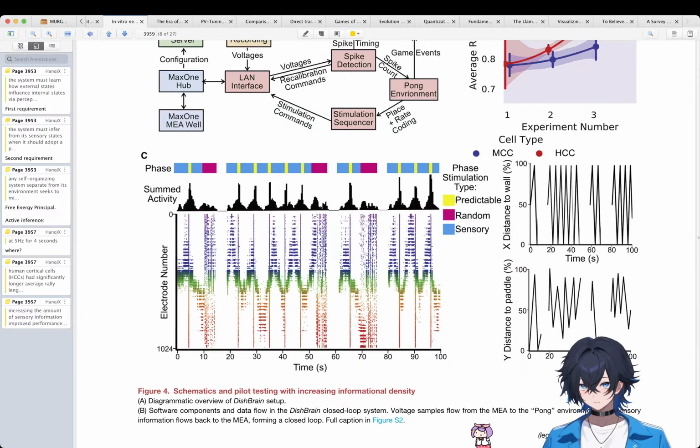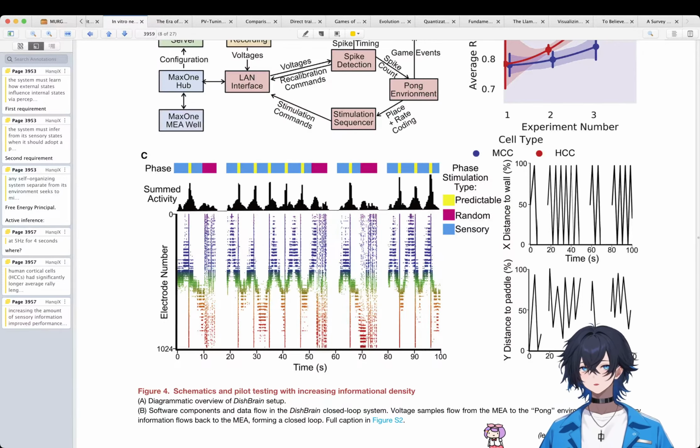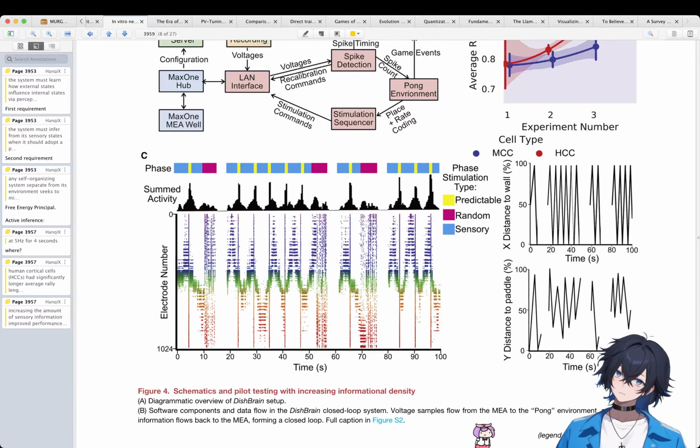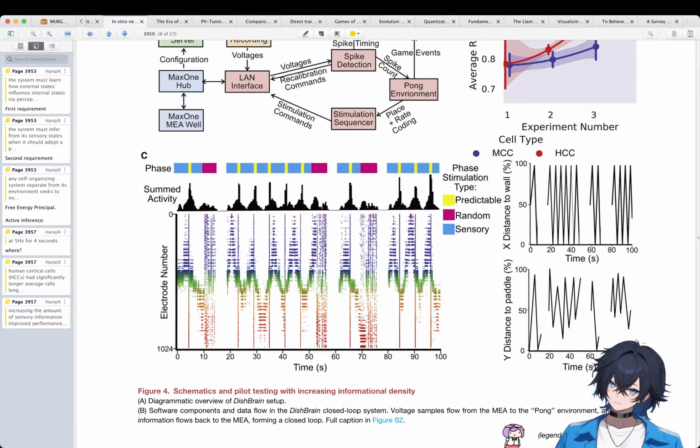Sensory predictable, summed activity. Yeah, I guess activity would be highest when all cells are receiving stimulation. Yeah, activity also really rallied near when they successfully hit, and I guess forgot to rally whenever they didn't hit. That's kind of interesting.